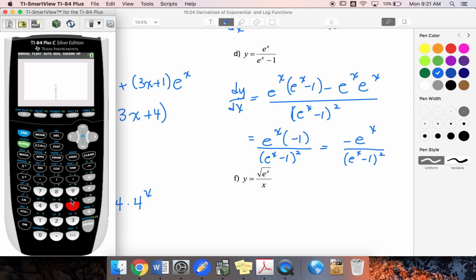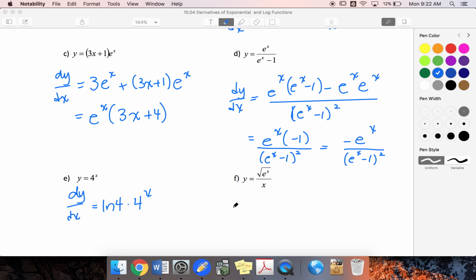So I'll zoom standard. Okay, so here's my derivative. And then my function that I think it's going to be is right on top. So I can see that that is in fact true.